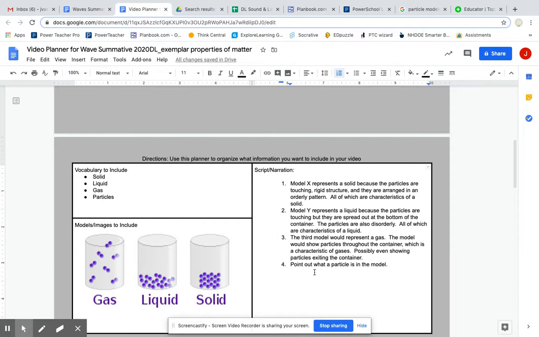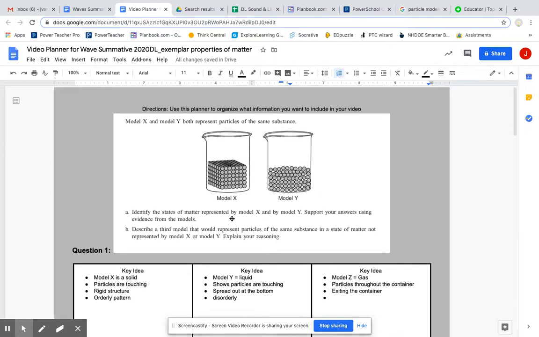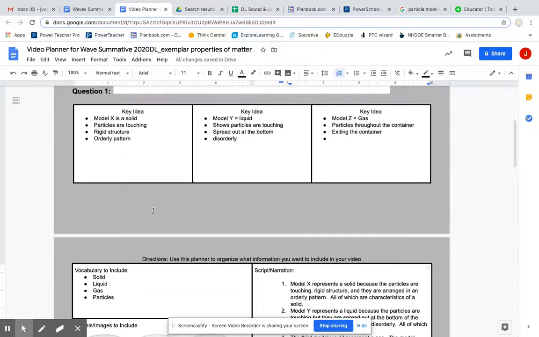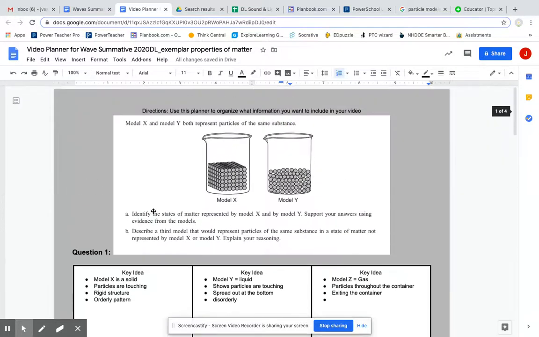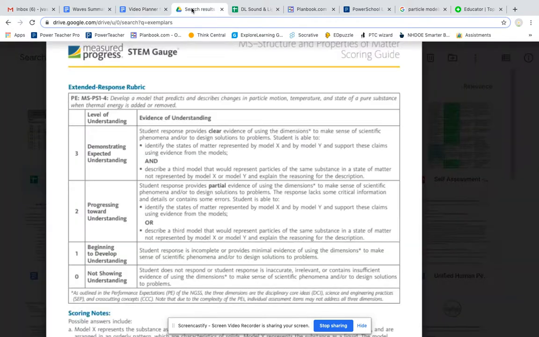Okay, so I have this all set. My next thing I'm going to do is make sure I've answered the question. I identified the state of matter, told them why, the third, and then explained my reasoning for that. So I've done all of that. So I want to show you right here. This is similar to our scoring rubric.